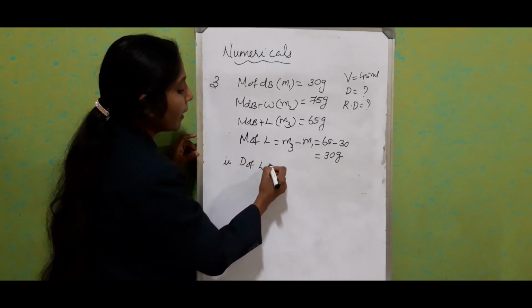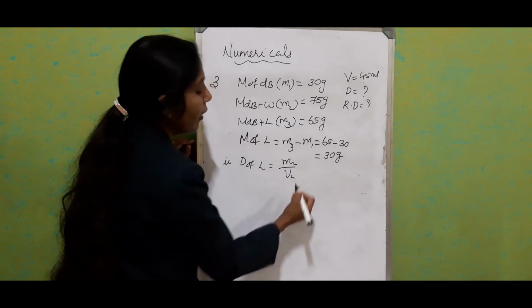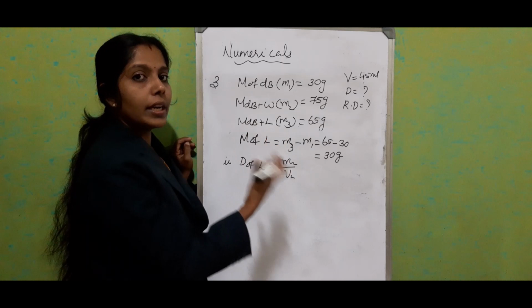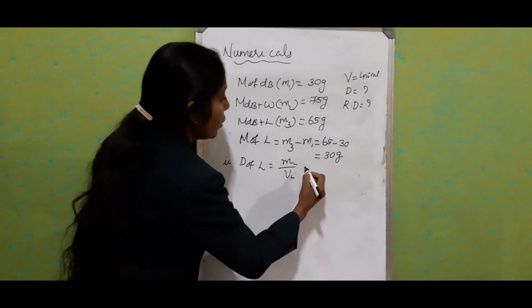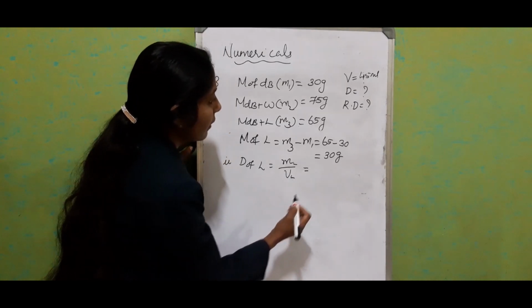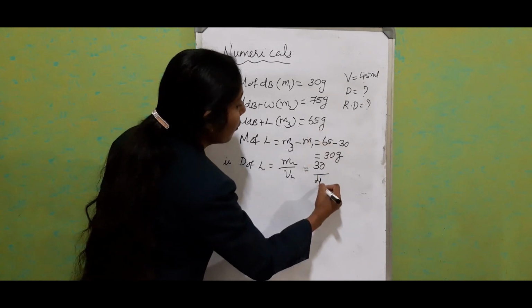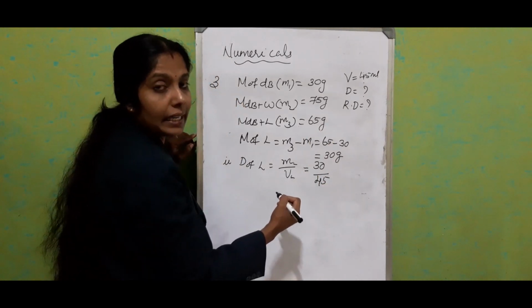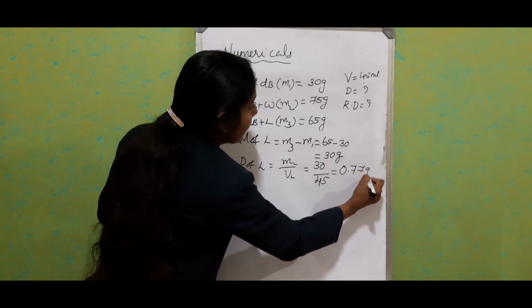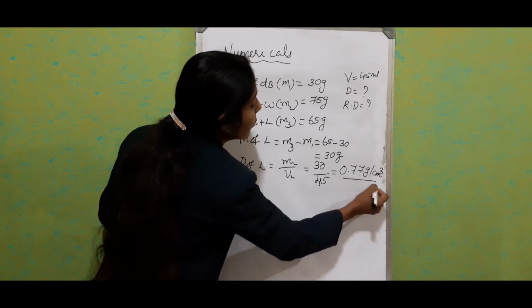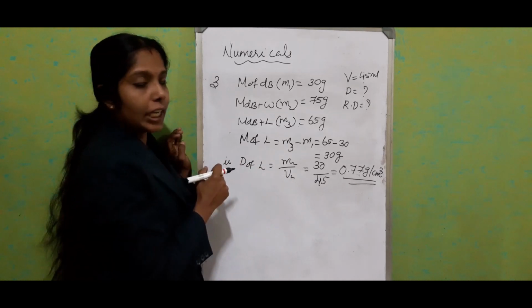Density of liquid is equal to mass divided by volume. Mass of liquid divided by volume of liquid. So we are using density bottle here. So volume of water will be equal to volume of liquid. So that is equal to mass 30 divided by 45. When we solve it, we will get the value as 0.77 gram per centimeter cube. So this is the density of the liquid.